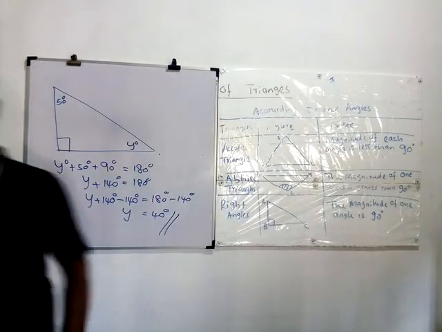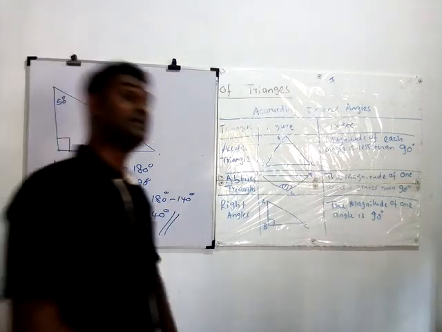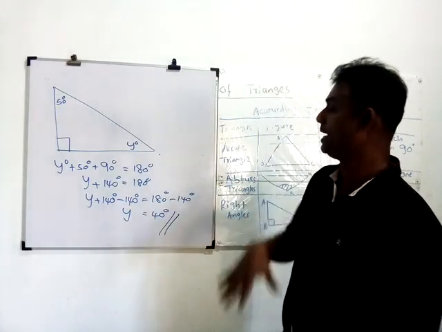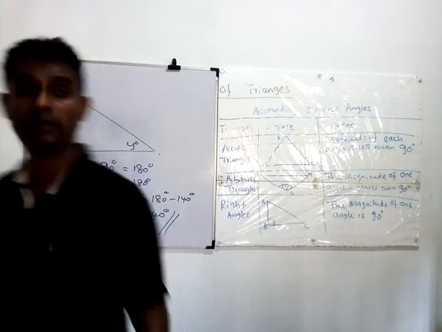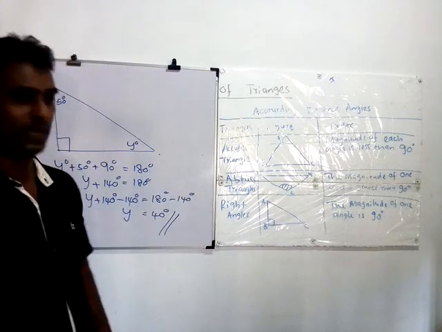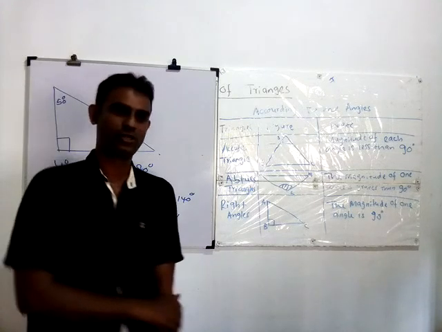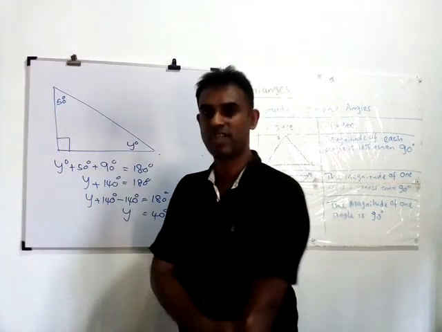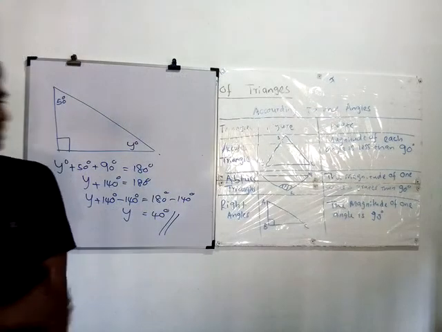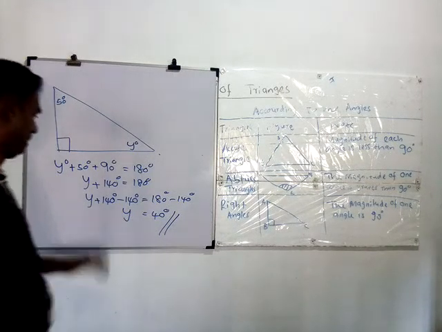You remember the theory. What's the theory? The sum of interior angles in a triangle is 180 degrees. According to that, we solve this type of question. Next day we will go to another topic, but you should do the 12.1 exercise and send it to me through WhatsApp. If you have any misunderstanding or any area you cannot understand, you can ask me.